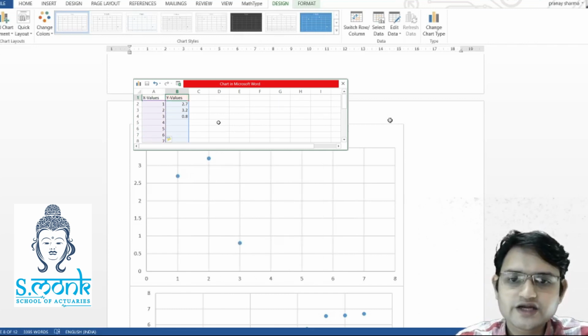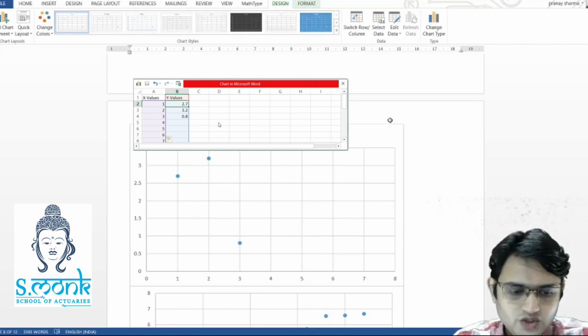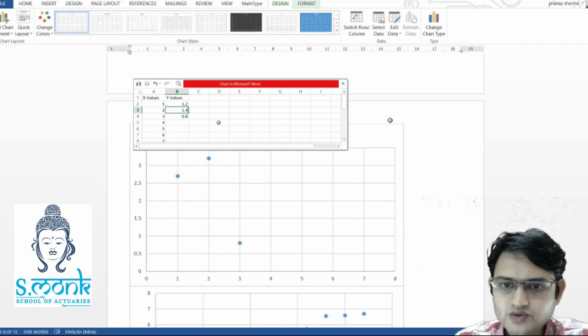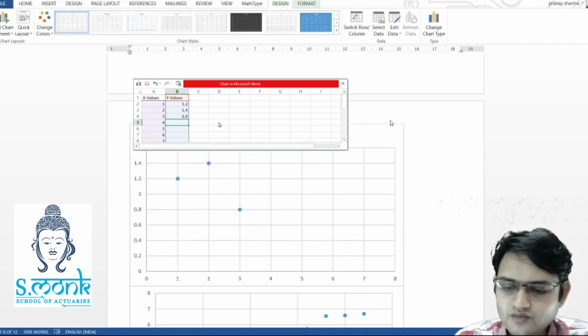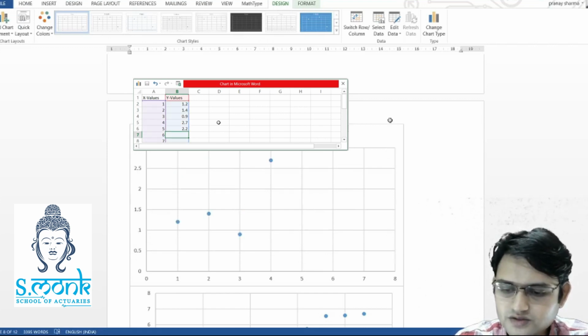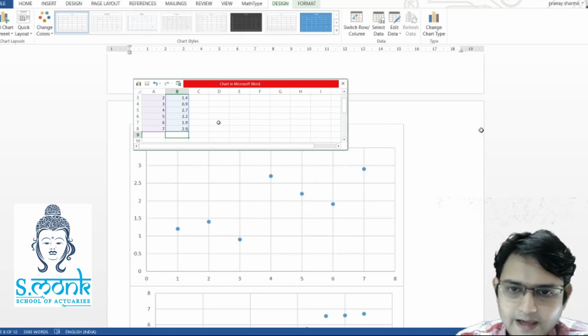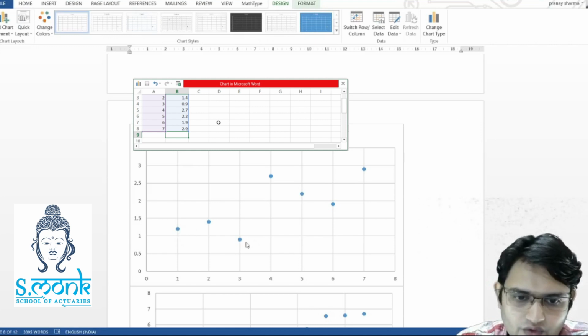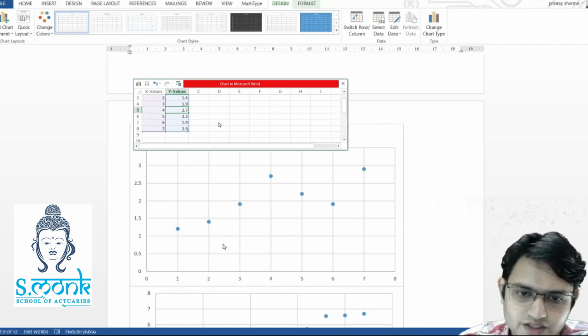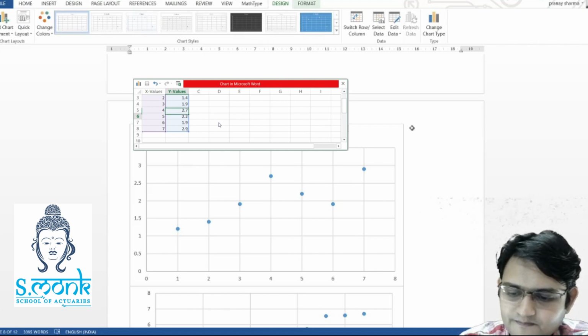And for Y values, let's say it's 1.2, 1.4, 0.9, 2.7, 2.2, 1.9, and 2.9. So this is how your value is going to look. This is our scatter plot diagram. You can see that this is our scatter plot diagram.